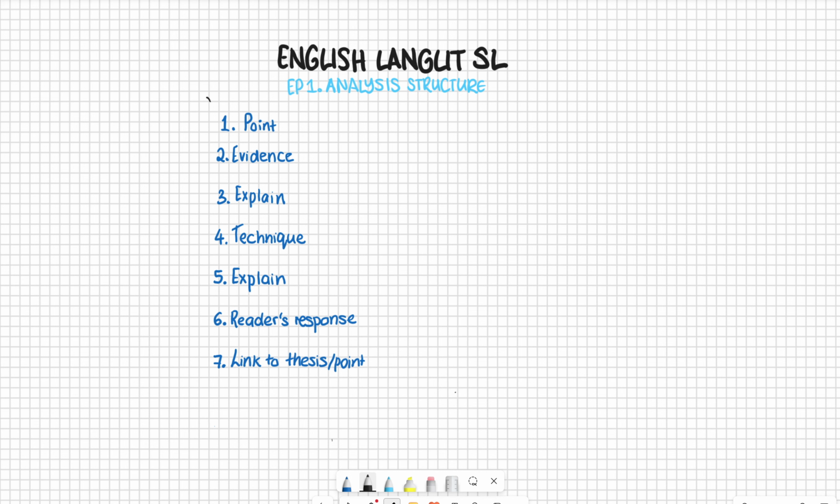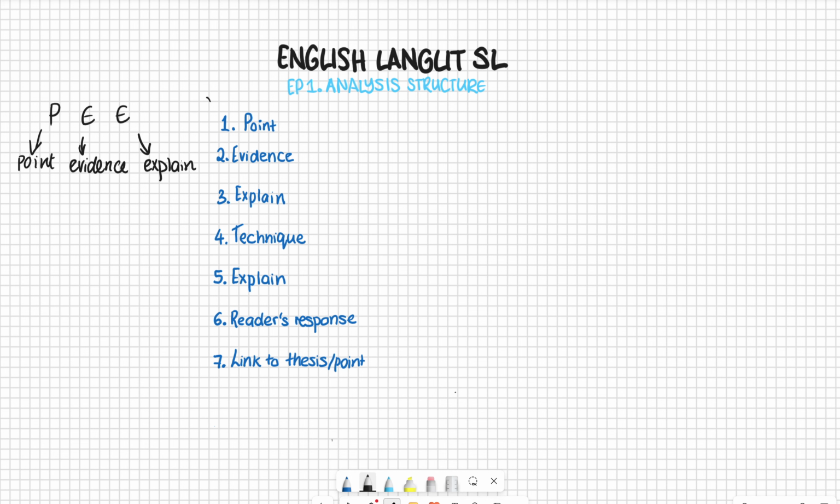So, a lot of us previously have used the PEE structure. So, for those of you who don't know, that stands for point, evidence, and explain. Now, the thing about this structure is it's a solid starting point, but on its own, it doesn't really get you into the top mark bands because it often misses the actual technique, the effect, the reader response, and a strong link back to the topic. Now, that's something that IB examiners really, really love and expect from your paragraph.